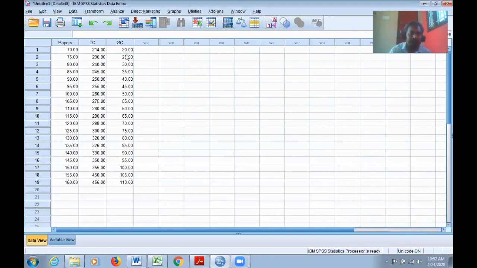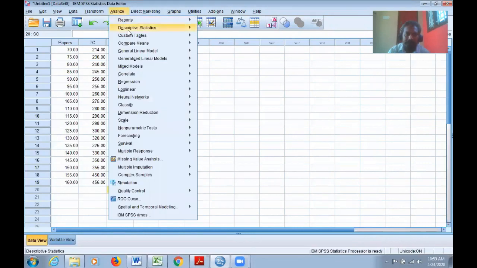For example, here let me make a small change in the data. Fine. I just make some changes in the data, and then let us see whether that will have some effect on the partial correlation. So now what I've done is that I have made small changes in the total citations received and the total self-citations received. So papers and total citations, let them be as such. I made some corrections in the self-citations. Let me rerun the partial correlation once again.